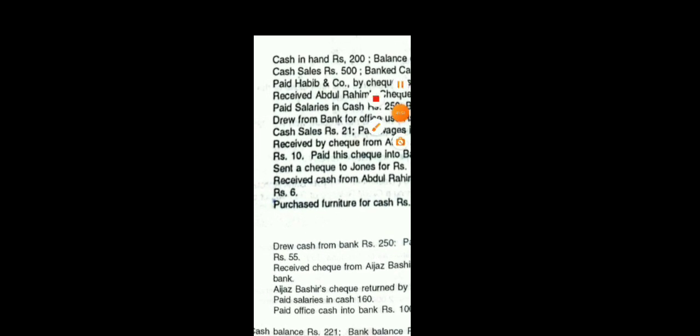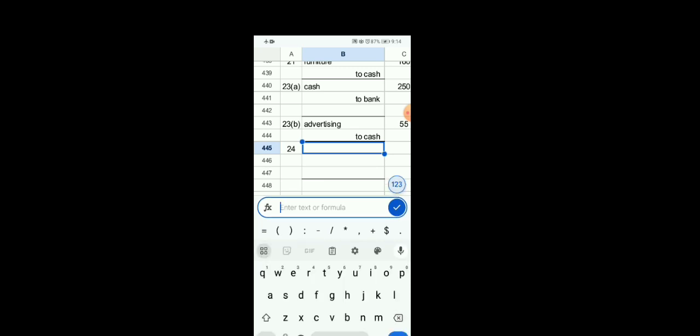Let's see what 24 is saying. Received a check from Ejaz and paid the same into the bank. Okay, we have understood. Ultimately, what has happened? You have received a check and deposited the same check into the bank. This means the amount present in your bank account will eventually be increased. Increase in bank account means increase in asset. Increase in asset should be mentioned on the debit side, so that is why you have written your bank account on the debit side, as an asset has been increased.